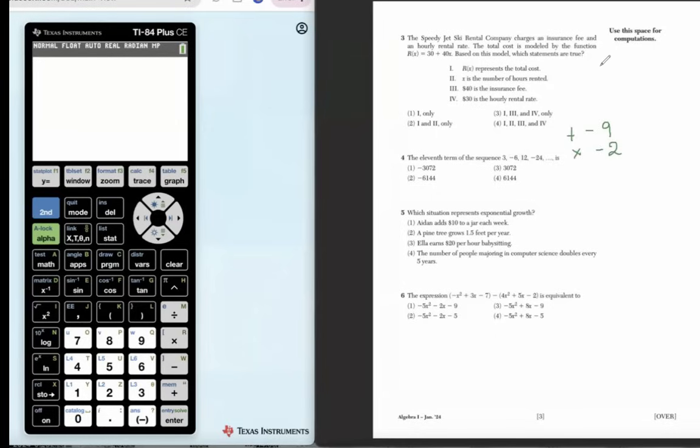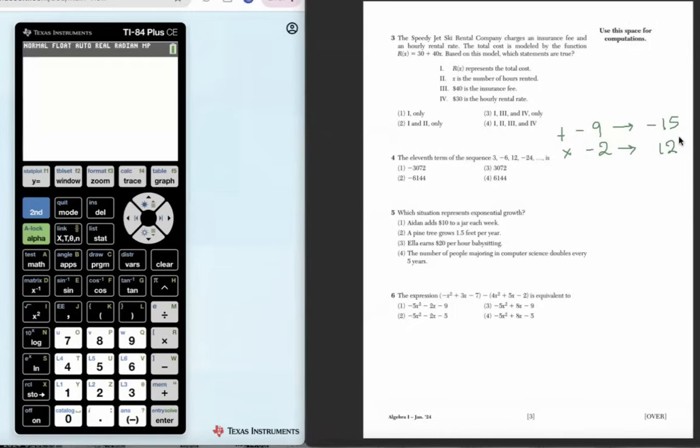But the key here is we need to move forward with the exact same behavior to go from -6 to 12. So let's say I added -9 to -6. That would give us -15. However, if I multiplied -6 times -2, that will give us 12. And 12 is the next term in the sequence. So that is how I determine whether or not this is an arithmetic or geometric sequence.